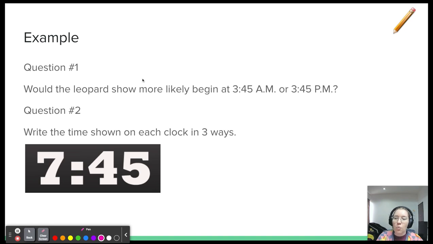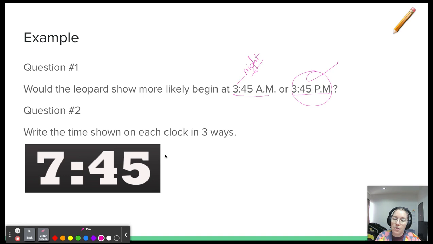Alright, so would the leopard show more likely begin at 11:45 a.m. or 11:45 p.m.? Well, 11:45 p.m. is during the night. Most likely, we're going to show this at 11:45 a.m. so people can see it, because that is in the morning, before 12 o'clock. You've got to go back to your notes to figure that one out, but common sense. You would be able to watch it here. You would not watch it here. That's not a good time for it.